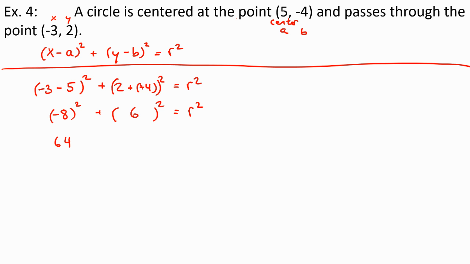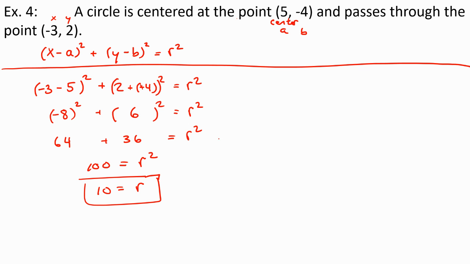And then we've got 6 squared. That's a positive 36. Add these together and you should get 100. Take the square root of both sides and you get 10 is the radius. Now we can write the formula. I didn't start by writing the formula this time. I went ahead and started by just going right to the radius.